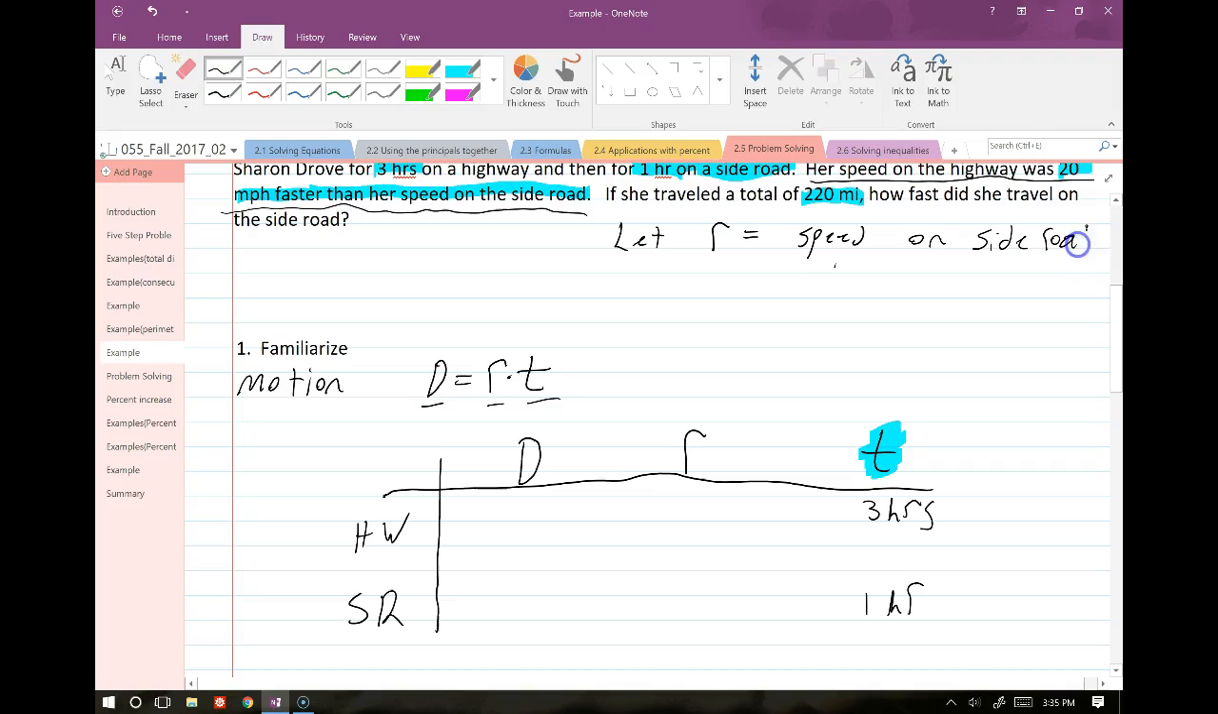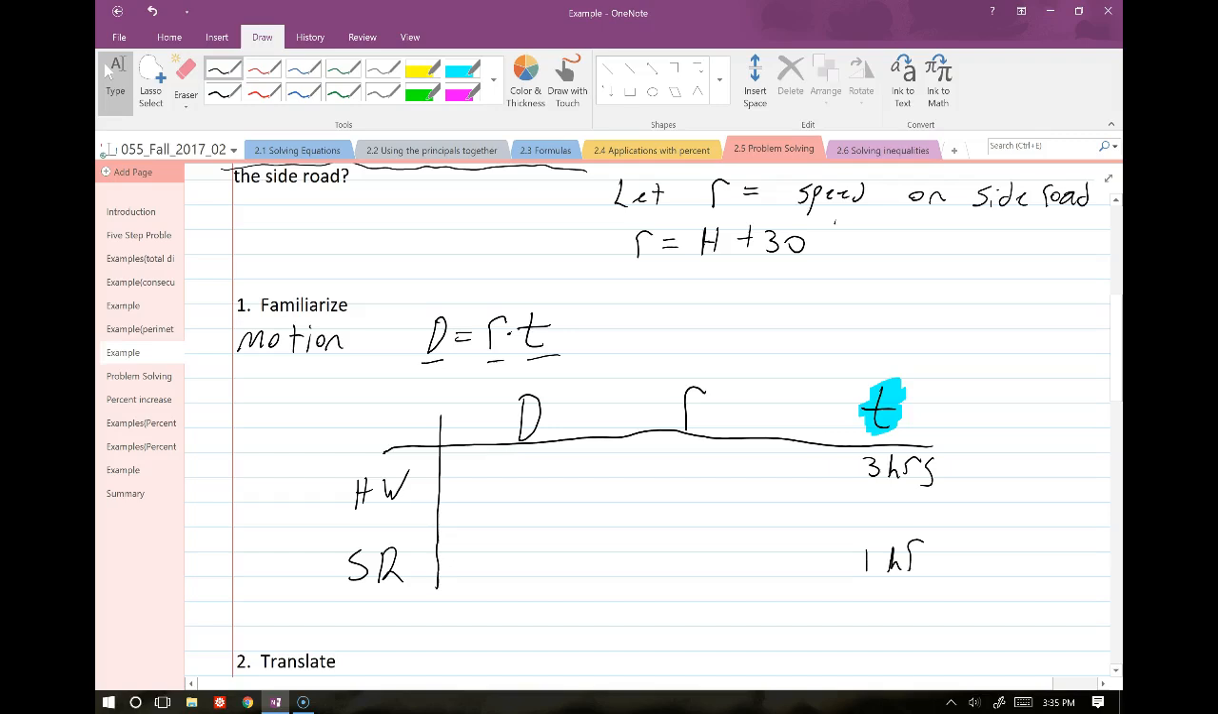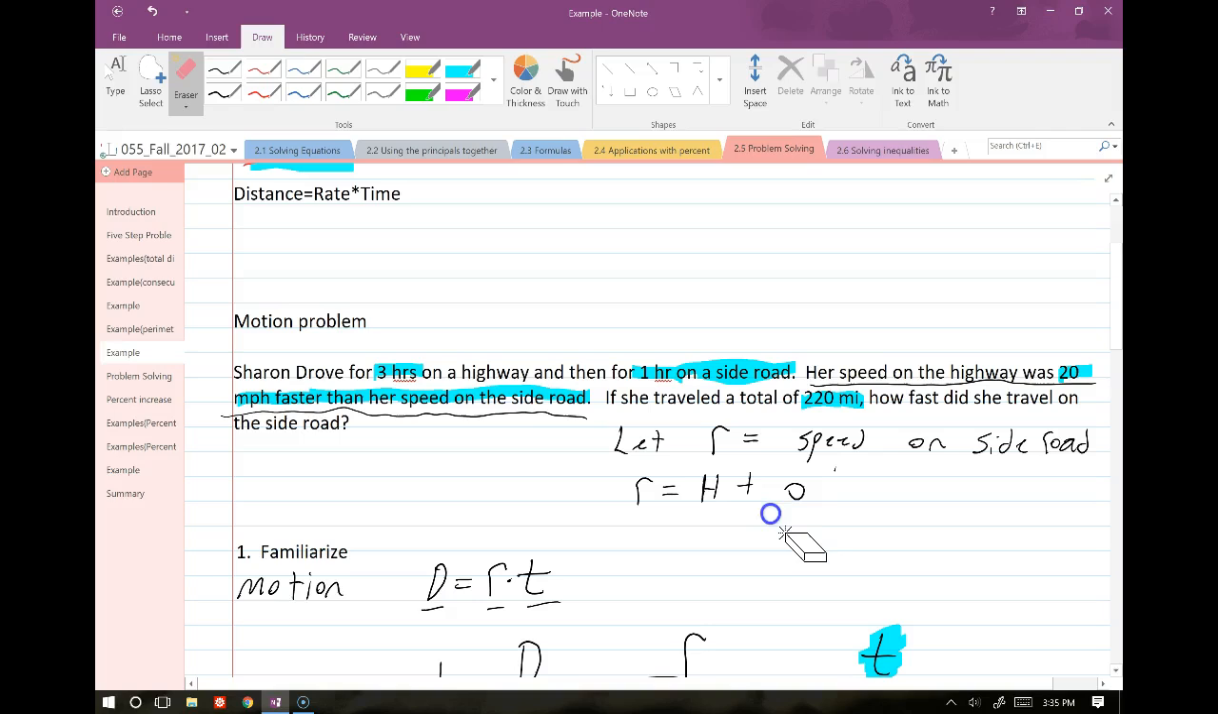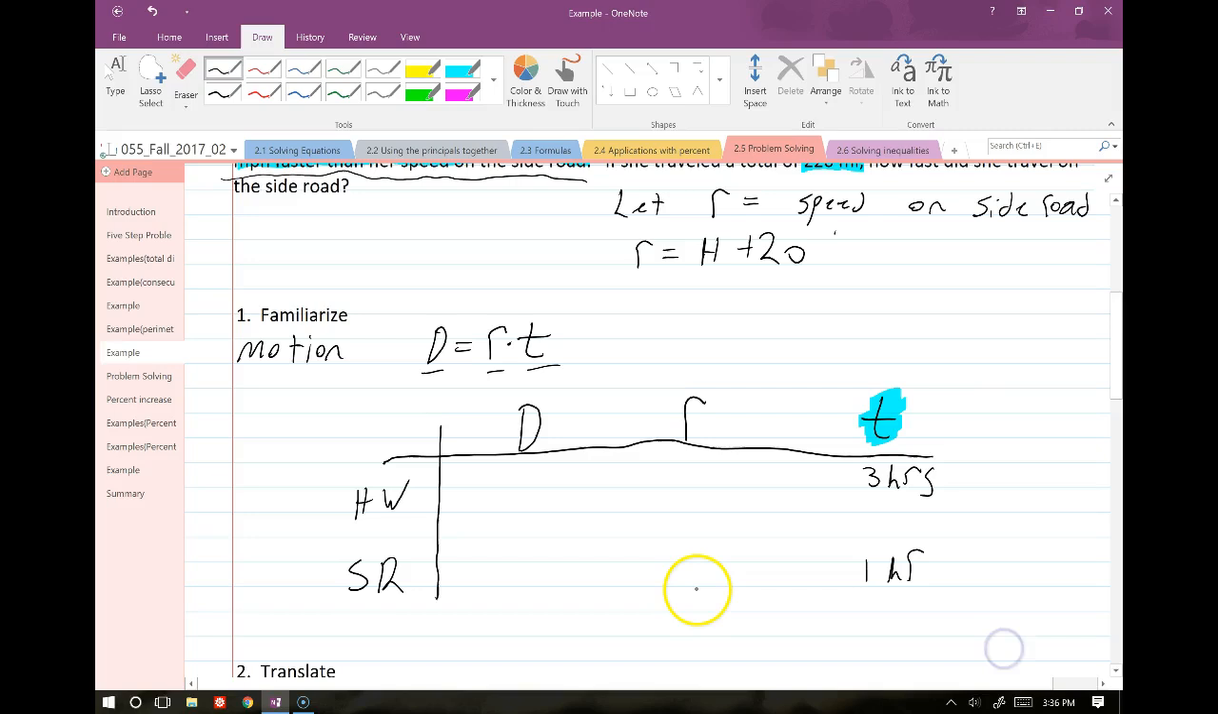Okay, so R is equal to the highway speed, H, plus 20. Sorry, I named the wrong variable, I think. So now we let R equal the speed on the side road, and that's our variable. We also know that R equals H plus 20. Well, we want H as our speed on the highway, and we want to replace that value for H. So in this little equation we've created for R, we solve for h by subtracting 20 from both sides, and we get h equals r minus 20. So we're going to go ahead and sub that in.